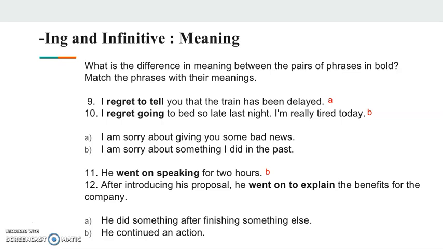12. After introducing his proposal, he went on to explain the benefits for the company means he did something after finishing something else. First, he introduced his proposal, then he went on to explain, he went on to do something else.